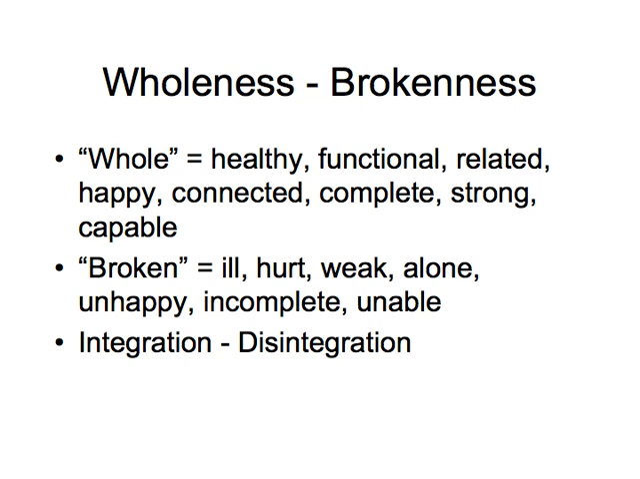Another model for looking at the health-illness issue would be the wholeness-brokenness model. Whole, then, would be what a person was designed to be: healthy, functional, related to other people, happy, connected to their environment and to their family and to their friends, complete and strong and capable. And we could add a whole host of other words like interdependent. Illness, then, would be understood as being broken. This would mean being sick or being hurt or weak or alone or unhappy or incomplete or unable.